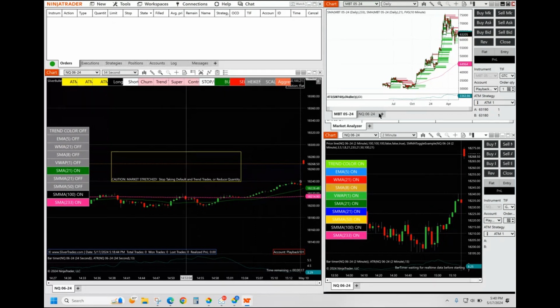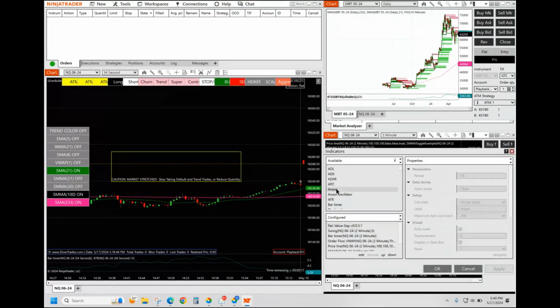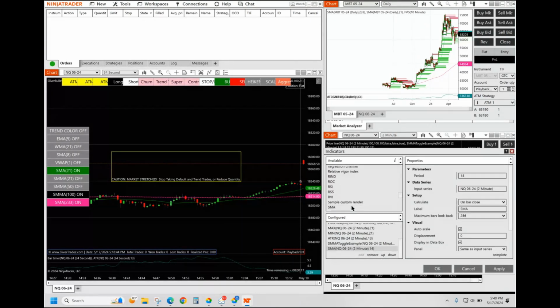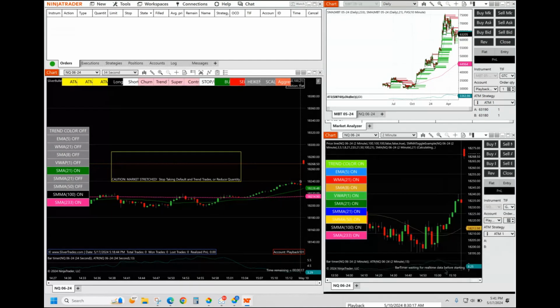And how to load those indicators? You load those by clicking on this icon here. This is the indicator icon. And then type here SMA and you double click on it. When you double click here, it will show up. The default is 14. You will change it to 21. Visible is already checked. And you can change the colors also.